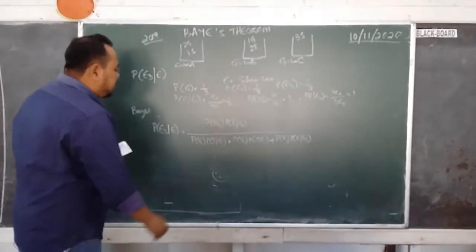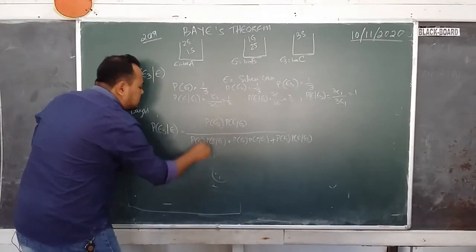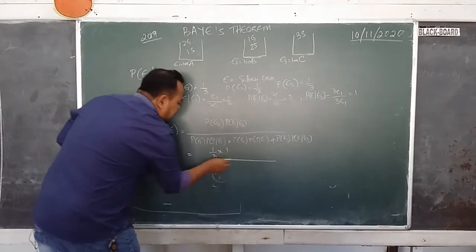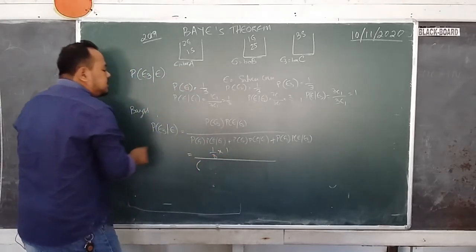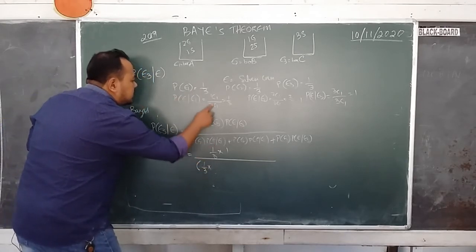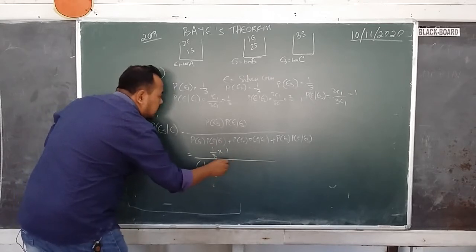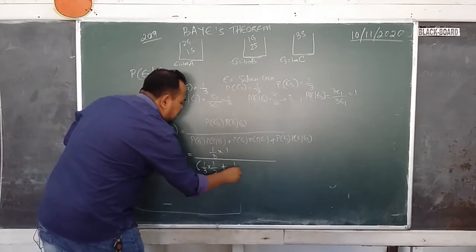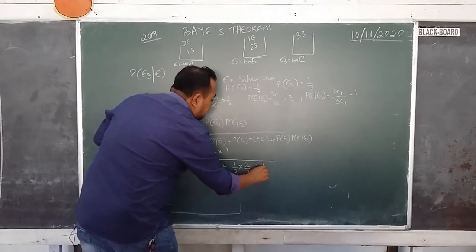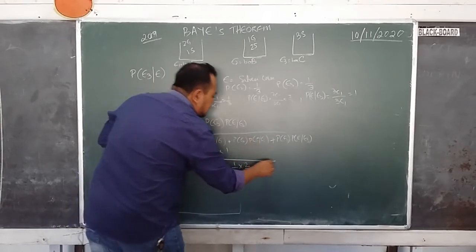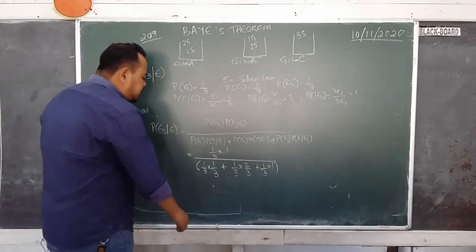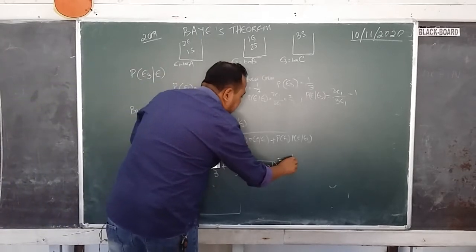Now we simply put the value. So what is probability of E3? That is 1/3 into what is probability of E/E3? That is 1. Divide the whole thing by probability of E1, 1/3 into probability of E/E1, which is again 1/3, plus probability of E2, 1/3, into probability of E/E2, 2/3, plus probability of E3, 1/3, into probability of E/E3, which is 1. So you simplify this, and you are going to get the answer as 1/2.